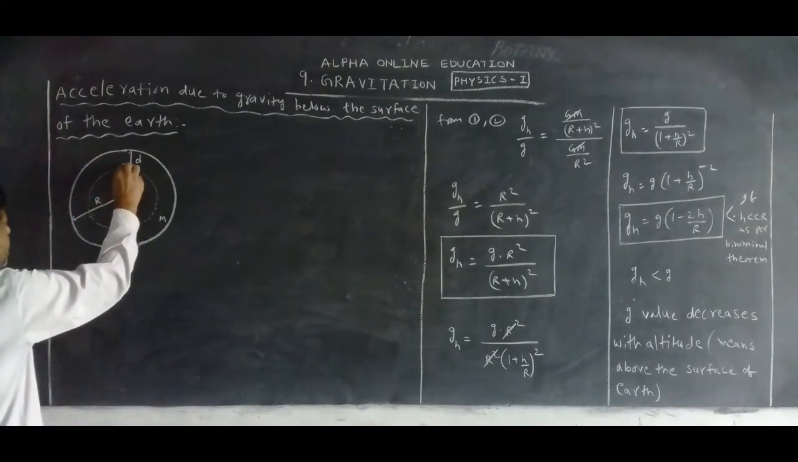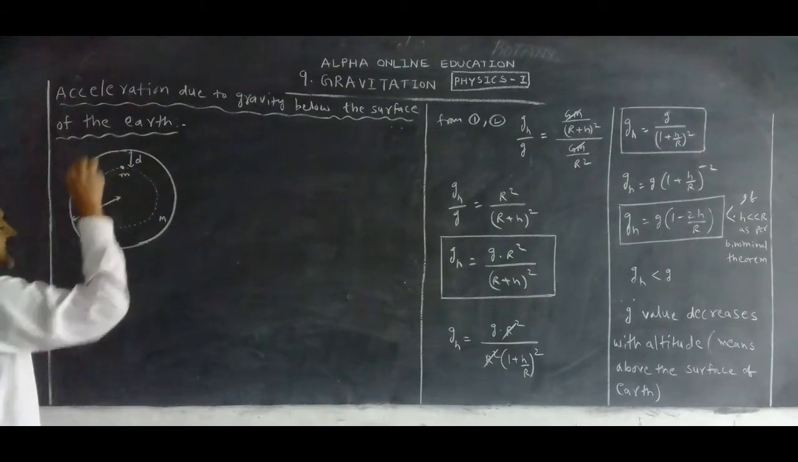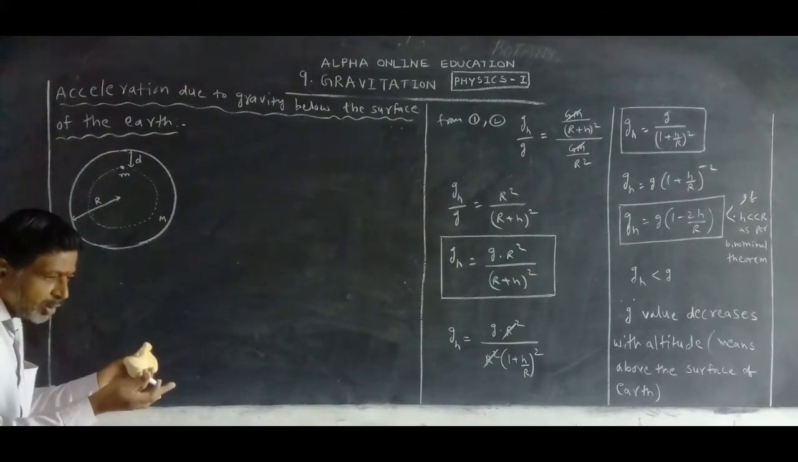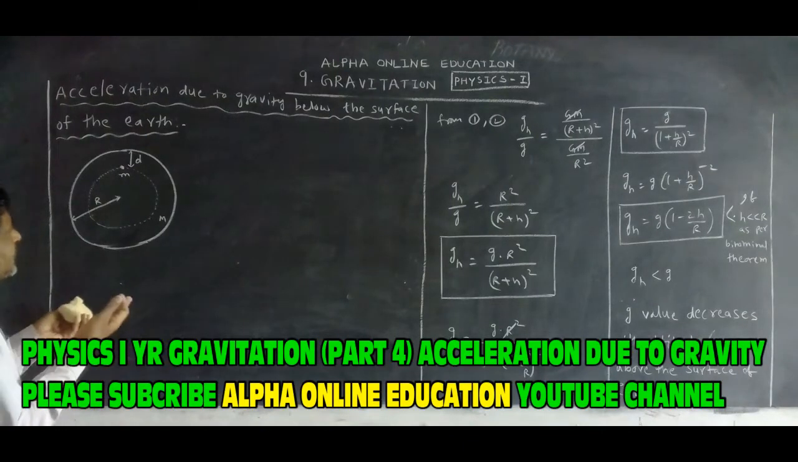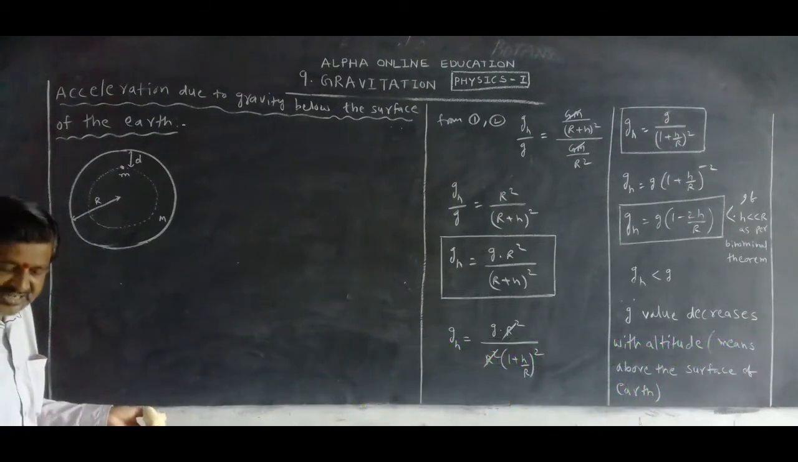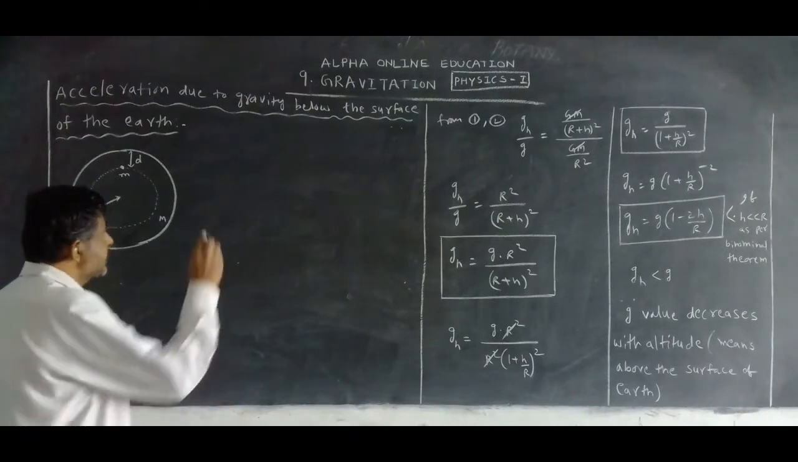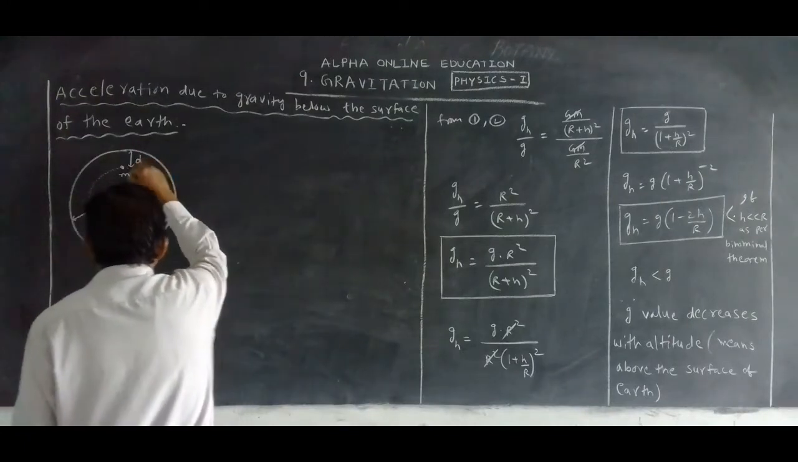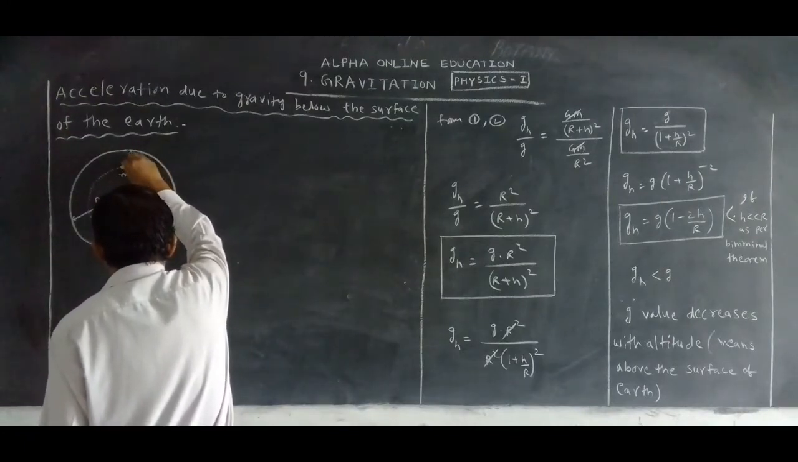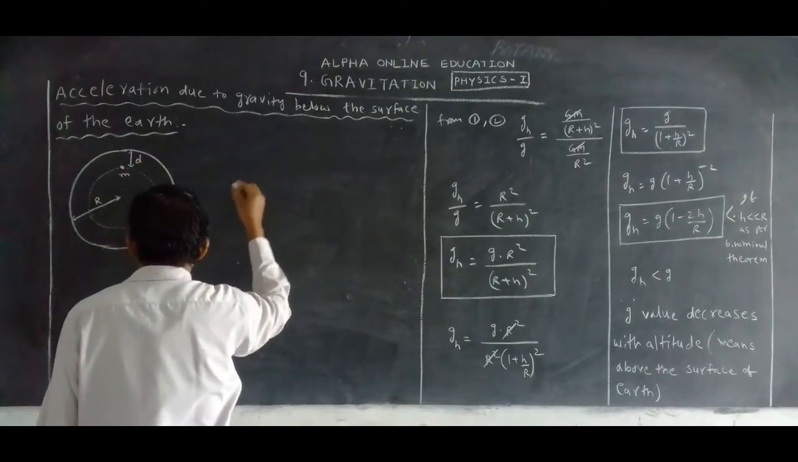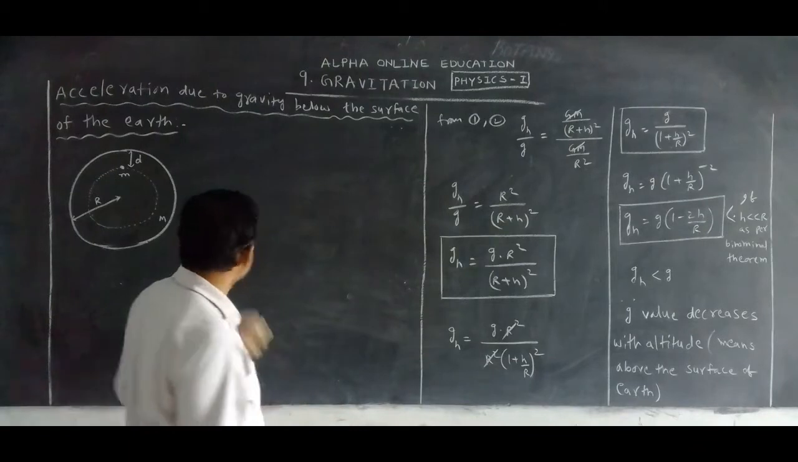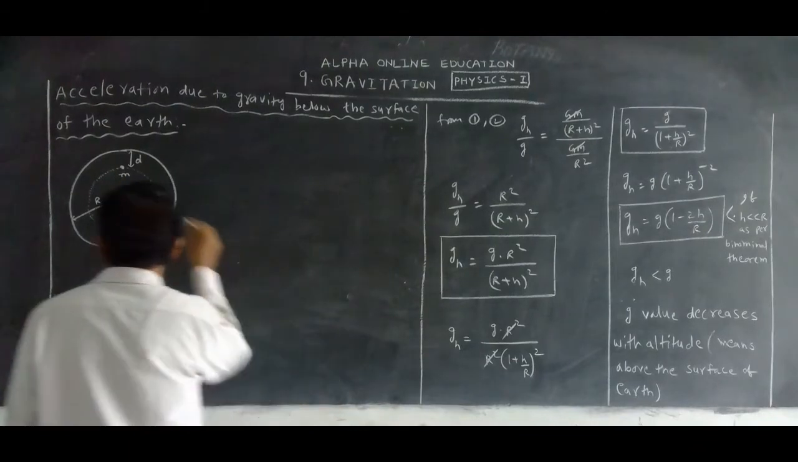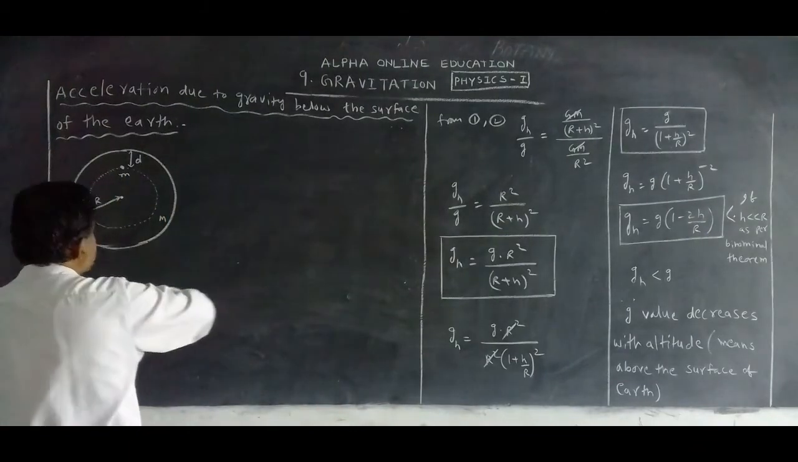Now here you take m mass of the particle. Now the object is inside the earth. Earth is a homogeneous medium, and when we take m mass of the particle inside the earth, what about acceleration due to gravity here? This is the center of the earth.